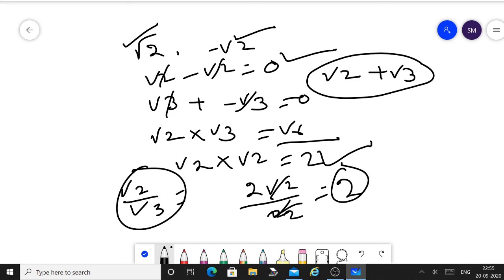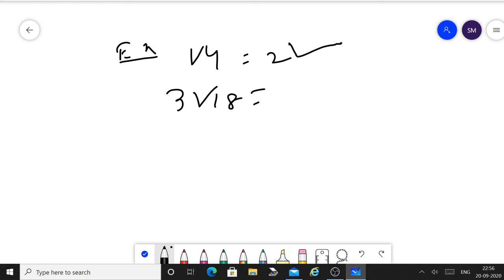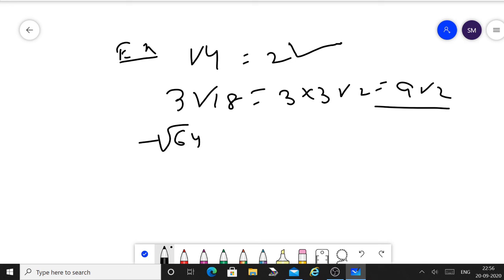Some examples. Take some examples, identify the following as rational or irrational number. Root 4 equal to 2, what? Rational number. 3 root 18, root 18 can be written as 3 root 2, so 3 into 3 root 2 is 9 root 2, an irrational number. Minus root 64, what? Minus 8, a rational number.